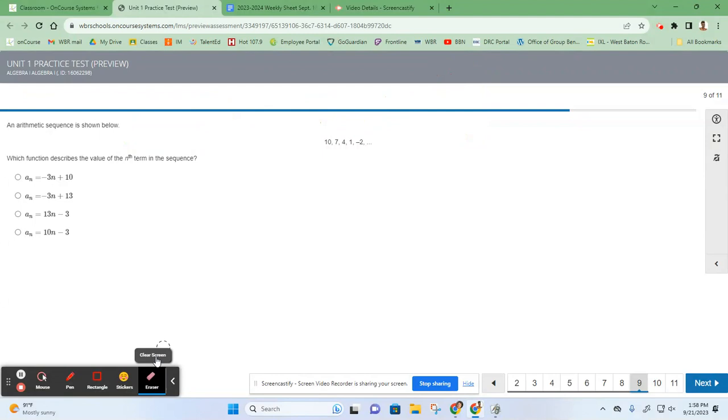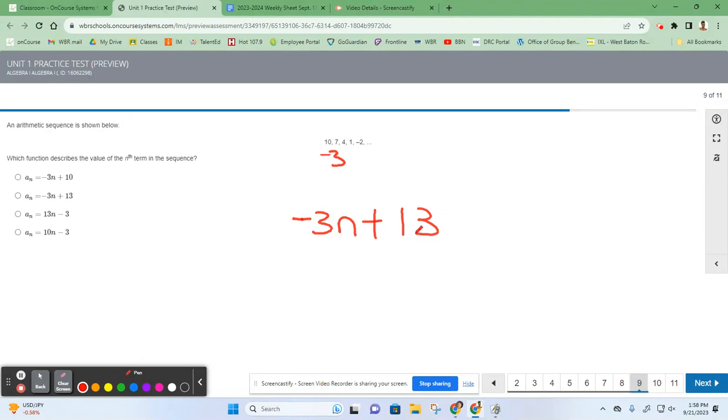All right, number 9. Here's our arithmetic sequence. Which function describes the value of the nth term? So for the nth term here, looking at this function here, I see that we're subtracting 3 each time. This would be an arithmetic sequence, which is negative 3 times n, and then I think about where I would have begun, which would have been 13. So it is B, negative 3n plus 13.